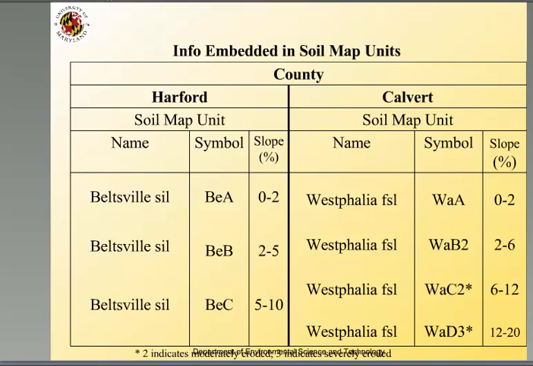An additional bit of information that you sometimes have, particularly in counties with more slope and more erosion, is a number after the slope. 2 and 3 indicate severity of erosion that's already occurred. Okay, you've got a highly eroded soil. So having a Westphalia WAC2 means that there's already been moderate erosion on the soil. There's already been a significant loss of topsoil. 3 means it's pretty severely eroded. So there's a lot of stuff communicated with a minimum amount of writing.